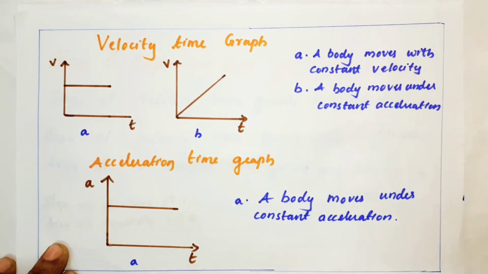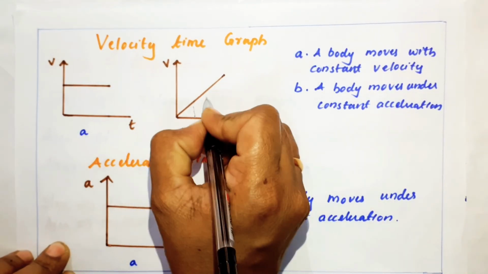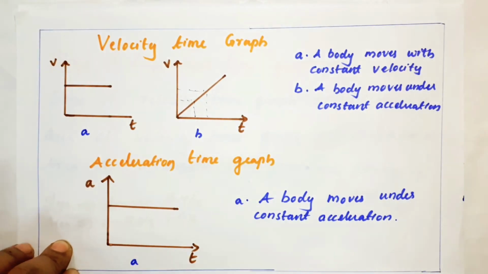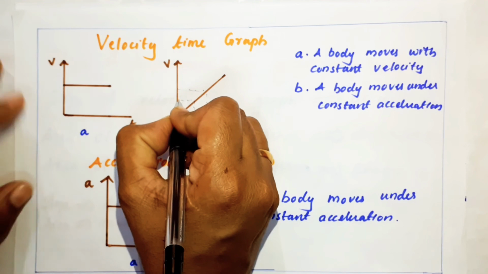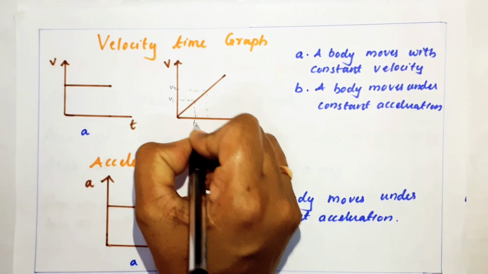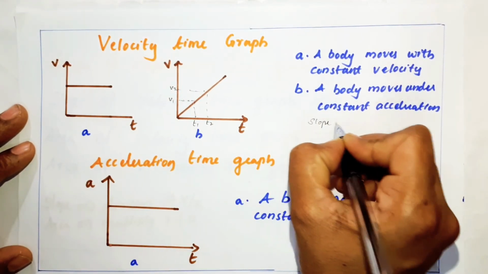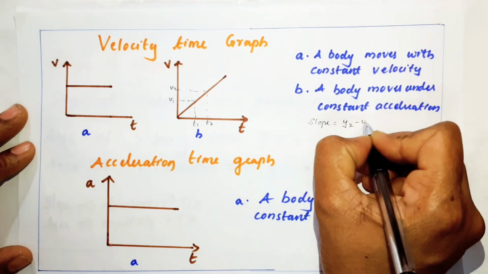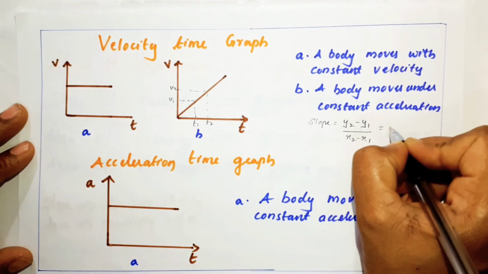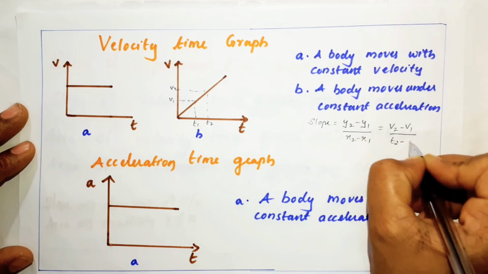The second graph is the same as the previous graph. I can tell that if you take the slope of this graph between 2 points, that value will remain constant. I'm just taking this one. This is V1, this is V2, this time is T1, this time is T2. So if you take the slope, what is the slope? Slope is nothing but y2 minus y1 by x2 minus x1. That is nothing but v2 minus v1 by t2 minus t1.